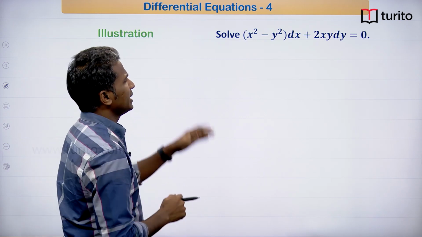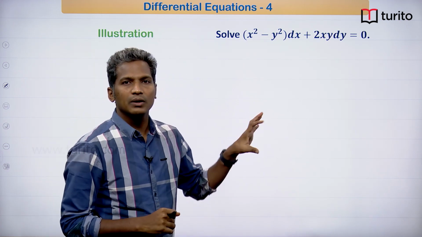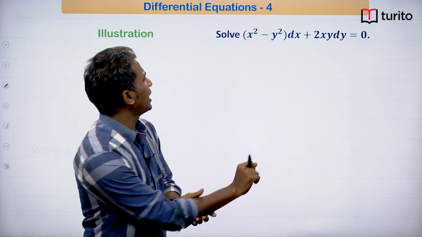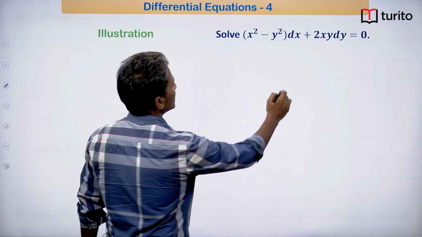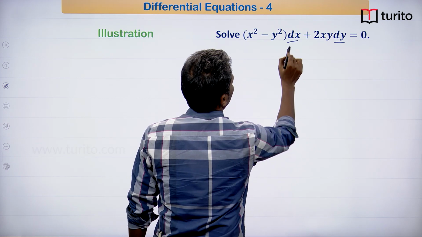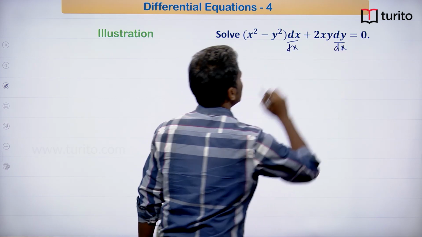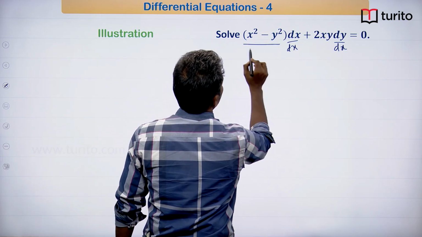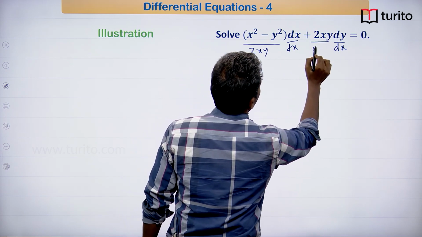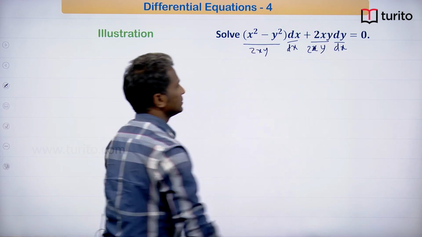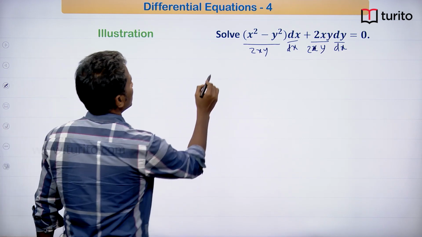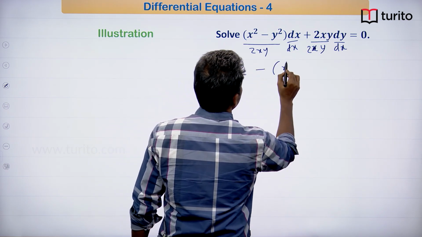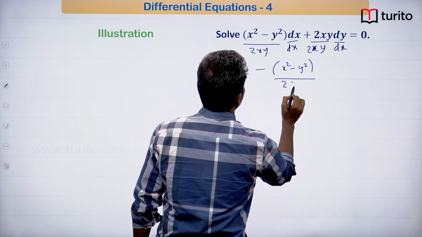Okay. So, here what is our first step? We have to form y dash and we have to form a function which is of x and y. So, y dash means it is dy by dx. So, here there is one dx, there is one dy. So, to convert this into dy by dx, we have to divide with dx, and then we have to divide with 2xy also, to make sure that dy by dx remains on one side. Okay. So, what do we get here? We get y dash is equal to minus x square minus y square divided by 2xy.